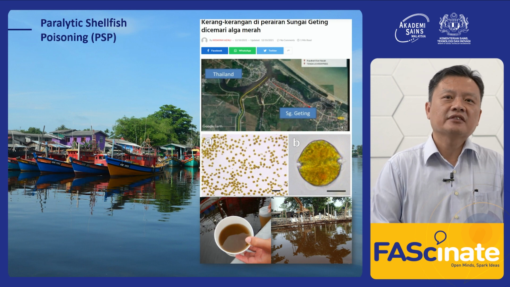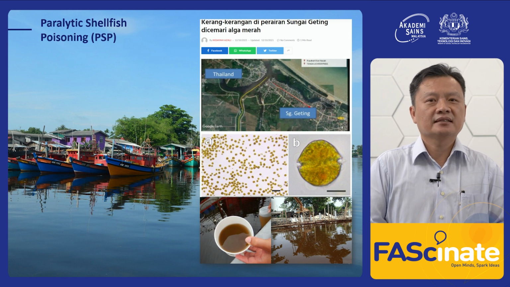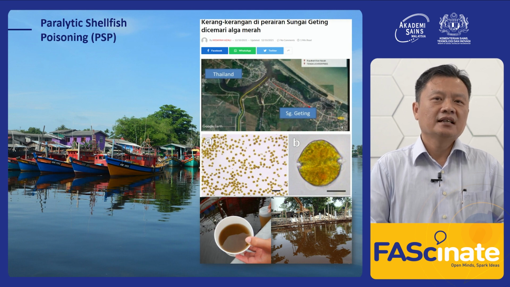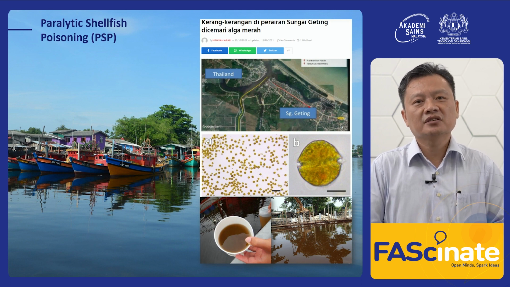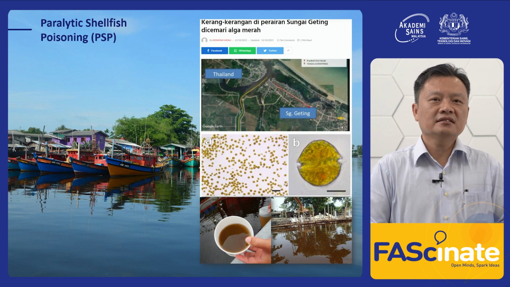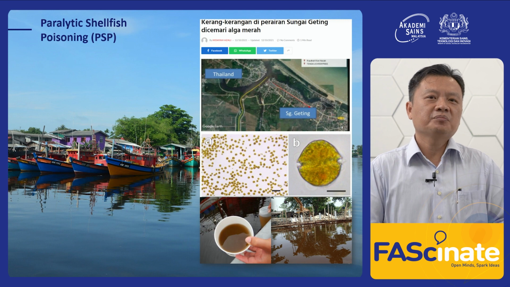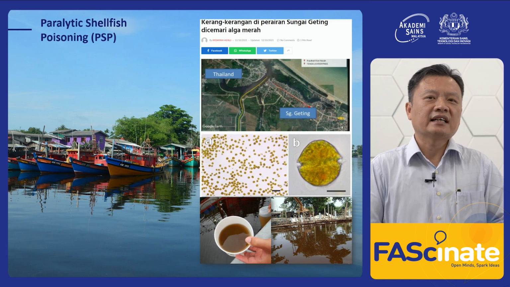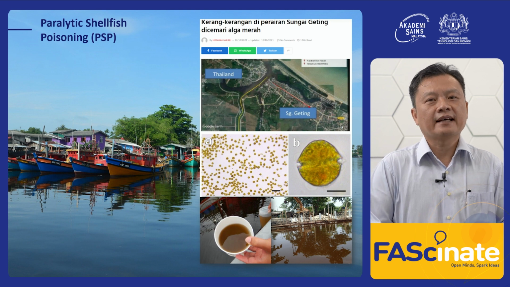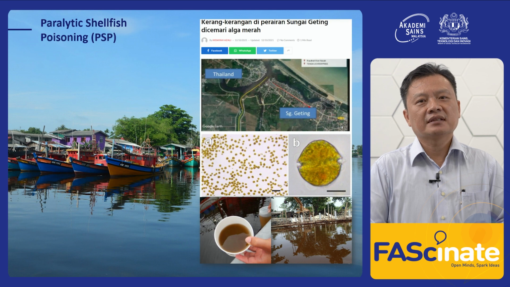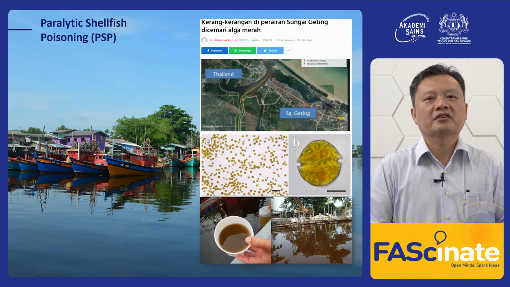The first type of shellfish poisoning I would like to share here is what we call paralytic shellfish poisoning, or PSP. This is a type of shellfish poisoning due to contamination by a group of neurotoxins called saxitoxins. The first PSP event in Malaysia can be dated back to the 1970s in Sabah, and it remains a seafood safety and public health issue due to frequent occurrence of algal bloom species in the state.